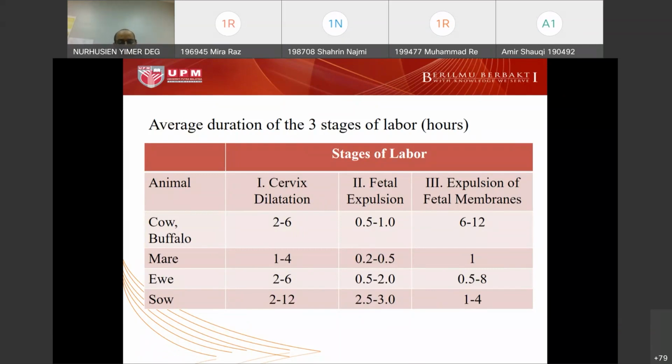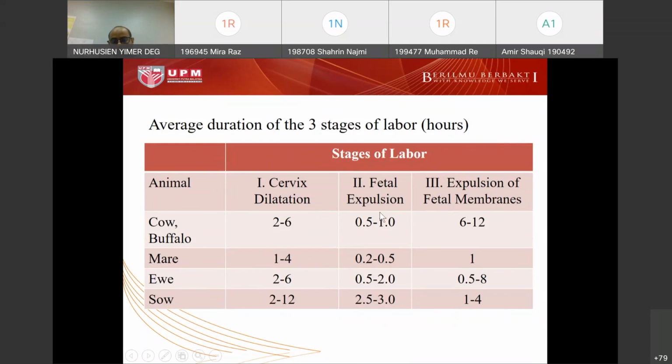Otherwise, especially in heifers, you might see a bit longer behavioral expressions, including sitting and restlessness. It can last up to 12 hours, even more than that in those heifers. So this is basically when we talk about once you see active contraction of the uterus until the time you see the cervix is completely dilated.